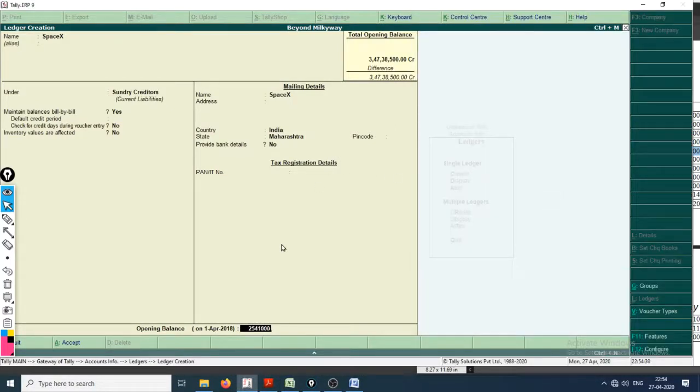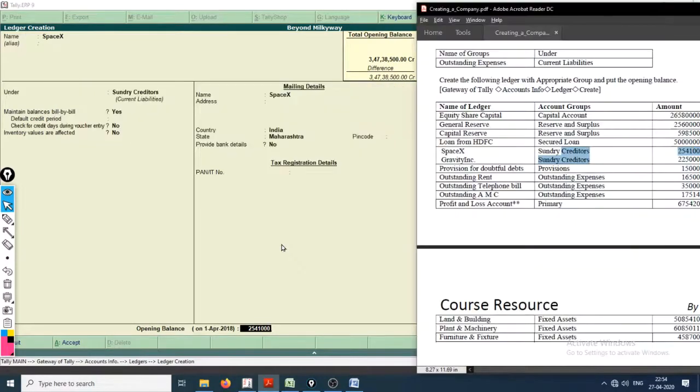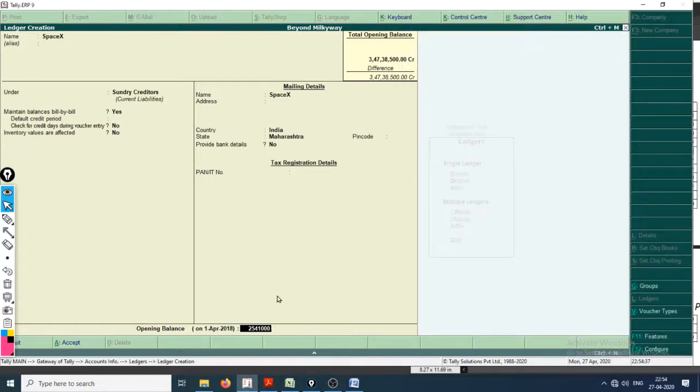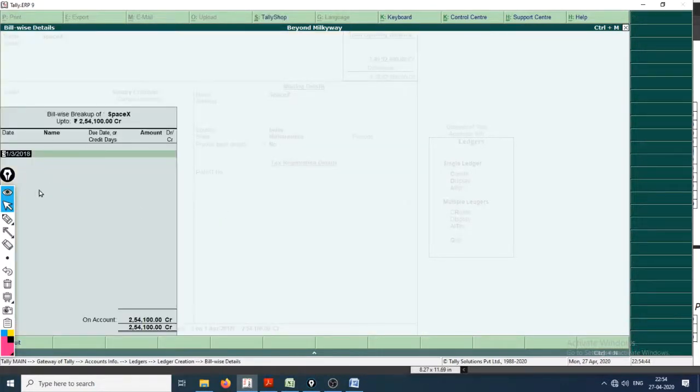2541 triple zero. Is it double zero or is it triple zero? It's double zero. Yes, enter, enter. So this is what it will ask us when we tell it that there is an amount due. Bill wise breakup of SpaceX, up to due date and so on. If you want to put it, then please go ahead. But we are going to skip it for now, although I have all those details.